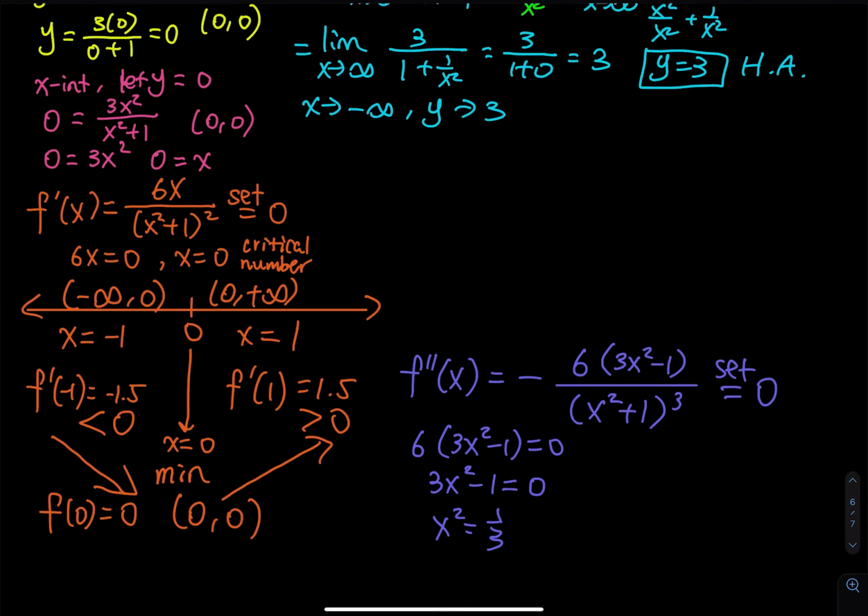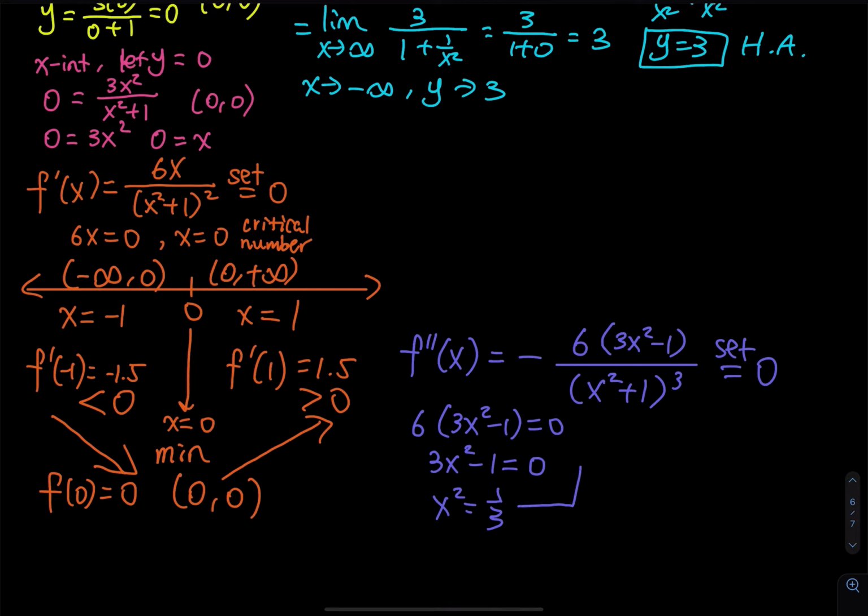Be very careful right here. That's why I picked this problem. And then you have x equals to plus or minus square root of 1/3. That is the same thing as plus or minus 1, square root of 1 is 1, divided by square root of 3.